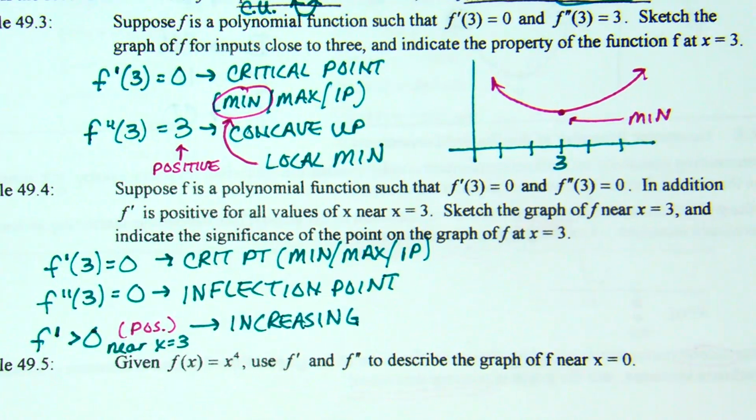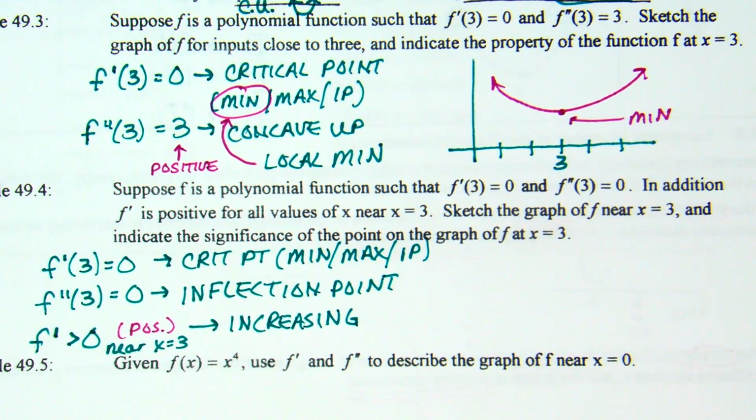Meaning it's going to, and it says, I think it said on both sides, right? It just said near 3. So that's indicating we're increasing on the left, increasing on the right. Does that further support an inflection point? It does.